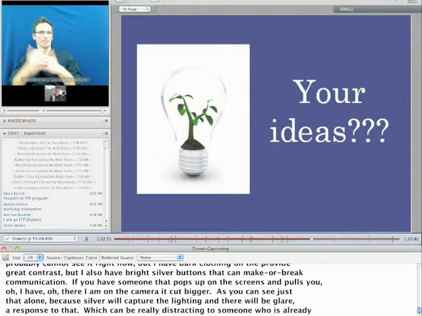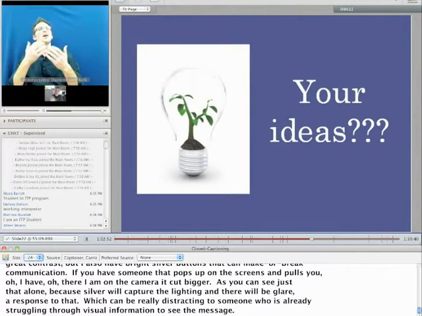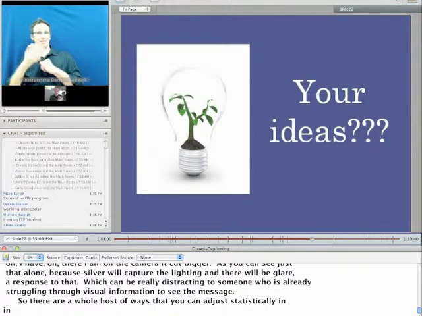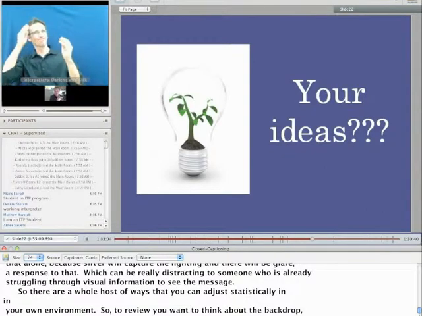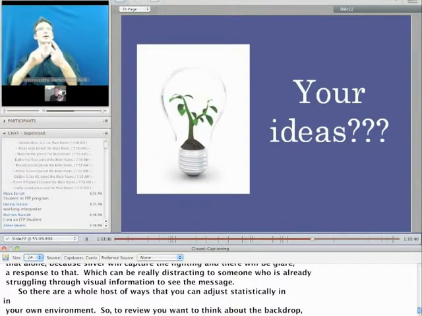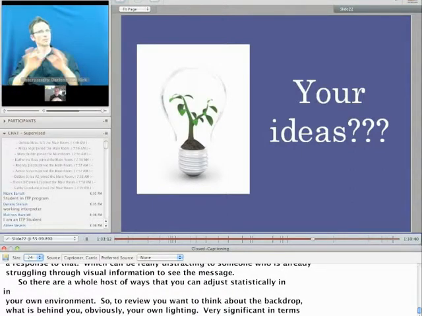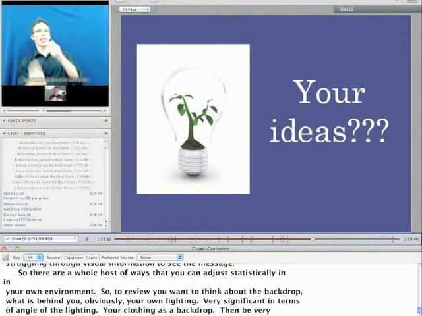So there are a whole host of ways that you can adjust just specifically in your own environment. To review, you want to think about the backdrop, what's sitting behind you. Obviously, you want to think about your own lighting, very significant in terms of the angle of the lighting, your clothing as a backdrop, and then be very comfortable about how to use the technology, because if you don't know how to jump in and out of those menu options during a call, that also can be challenging.